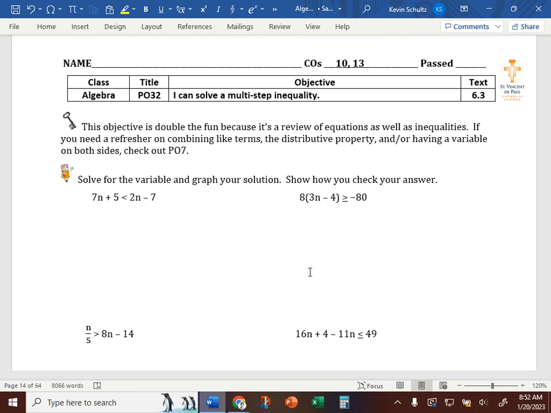On to PO32, wrapping up a Friday with a power objective. I don't know what could be better than that. It is solving a multi-step inequality.